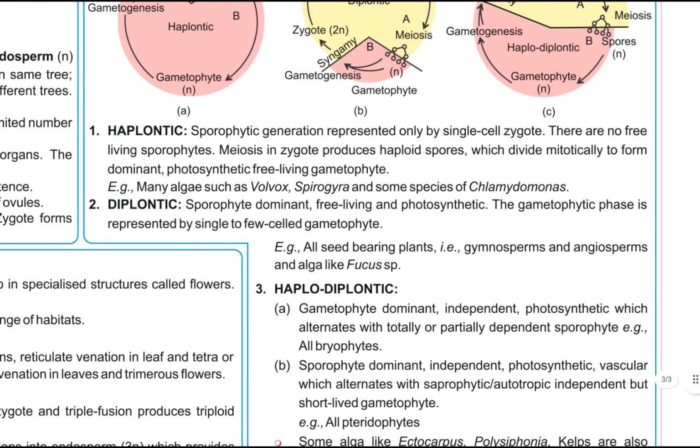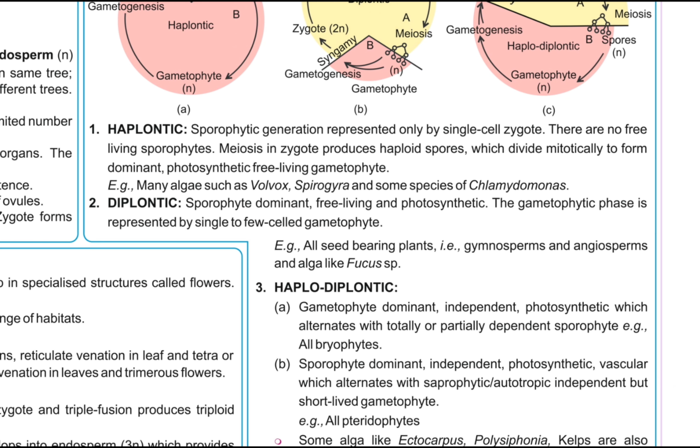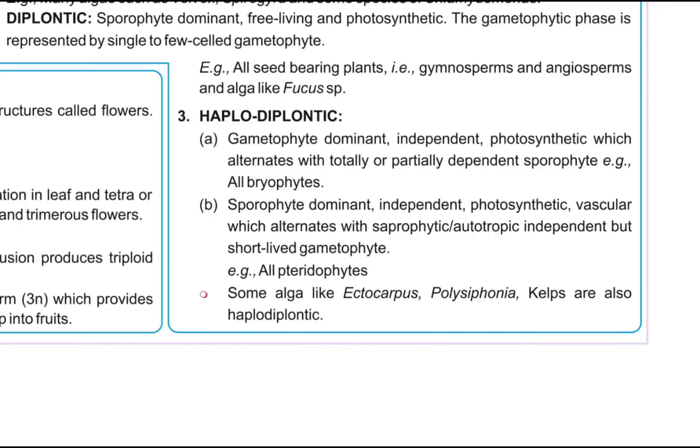Diplontic: the sporophyte is dominant, free-living and photosynthetic. The gametophytic phase is represented by a single to few-celled gametophyte. Examples: all seed-bearing plants, that is gymnosperms and angiosperms, and algae like Fucus.